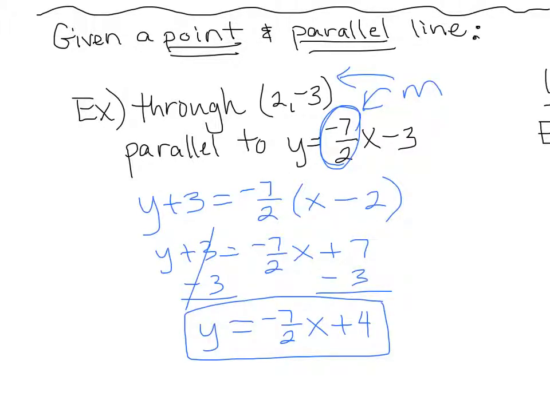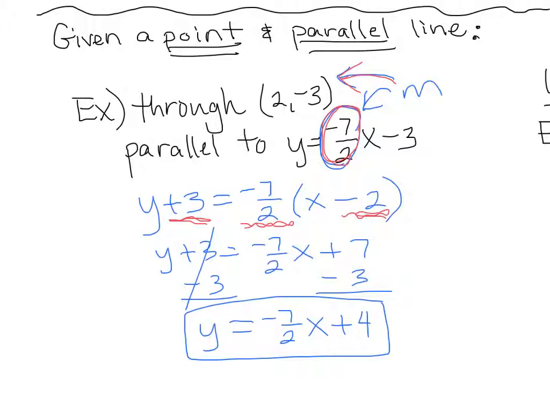Okay, and here's the worked out solution. So we identify the slope of that parallel line equation as -7/2, and that is the same slope for our line. So notice I put it in that spot for m in point slope form. I plugged in the x1 value and the y1 value and solved for y and got y equals -7/2 x plus 4.